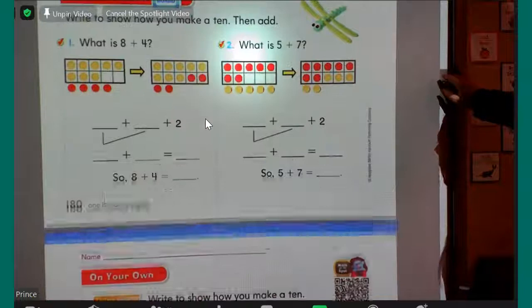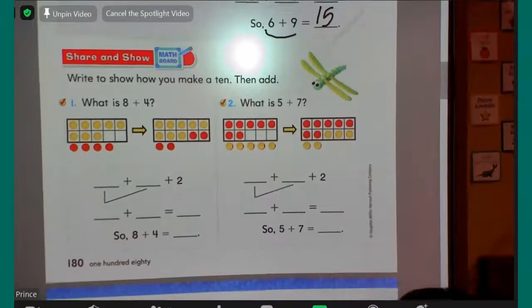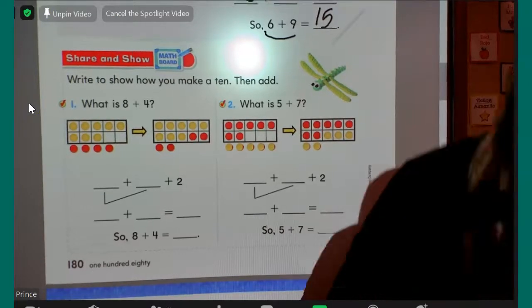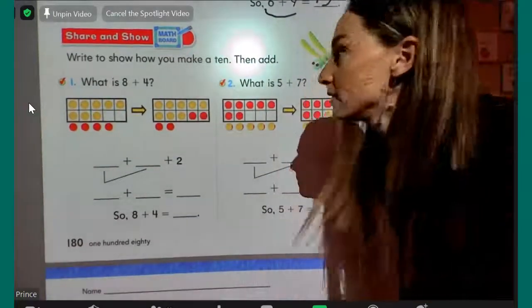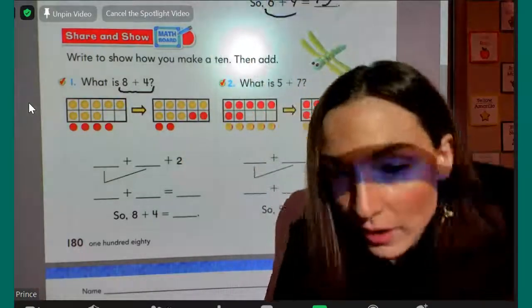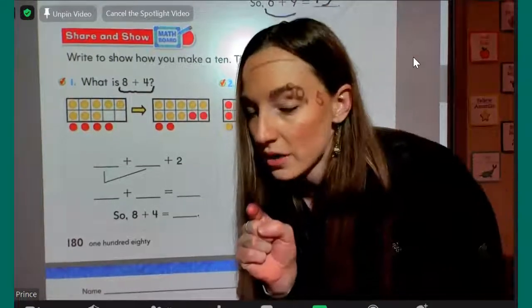Okay, we should be on the page with the dragonfly. Make sure you're on the same page as me. We have a dragonfly. All right, Sophia, you're going to be my helper, okay? Okay. I know it's noisy here. It's okay, sweetie. That happens. No worries. All right. We have 8 plus 4. So, Sophia, what I'm going to have you do, because it is noisy, is only unmute when you're talking, okay?